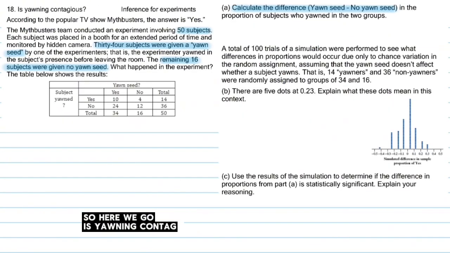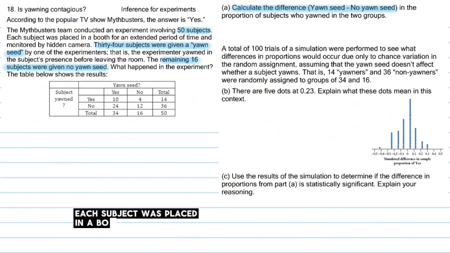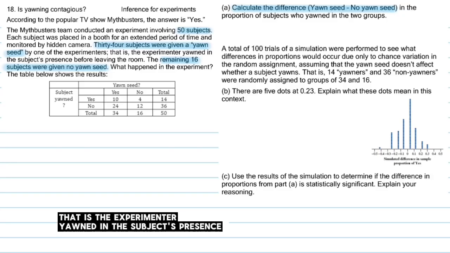Is yawning contagious? According to the popular TV show Mythbusters, the answer is yes. The Mythbusters team conducted an experiment involving 50 subjects. Each subject was placed in a booth for an extended period of time and monitored by a hidden camera. 34 subjects were given a yawn seed by one of the experimenters. That is, the experimenter yawned in the subject's presence before leaving the room.